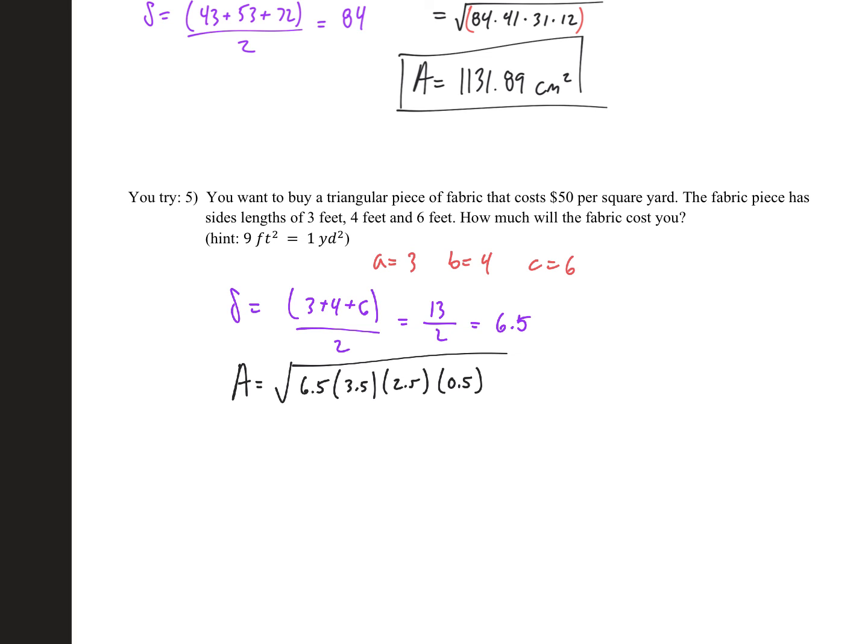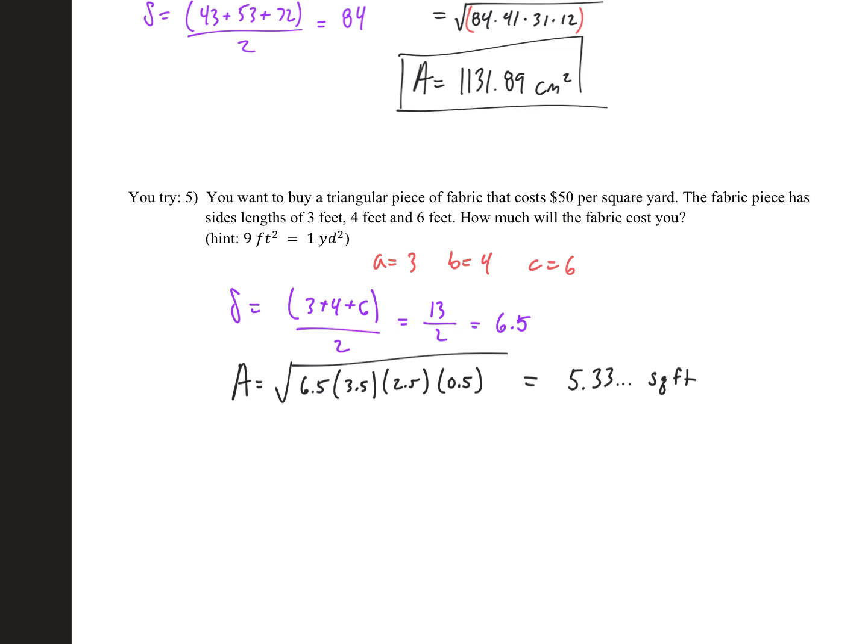So I'm going to plug that into my calculator here. So that gives me 5.33 dot dot dot. And so that's going to be square feet, or feet squared, right? Well, the fabric is priced per square yard. So this is square feet, so we can't price it off of that.